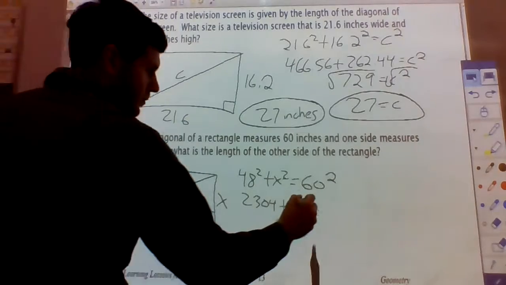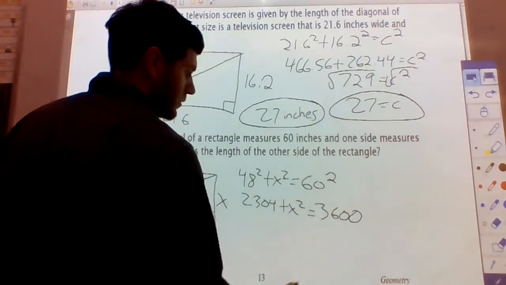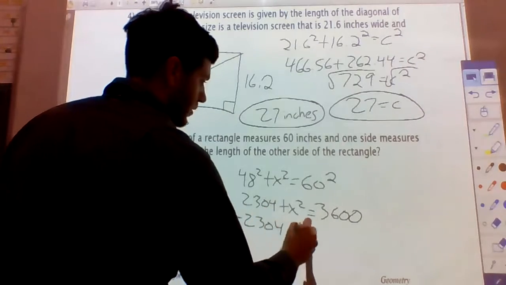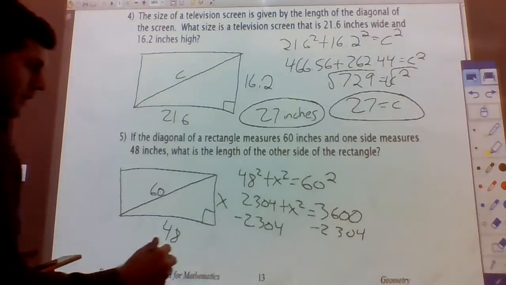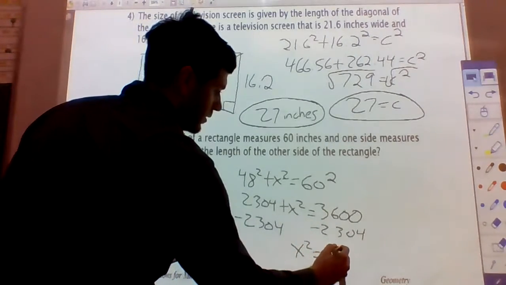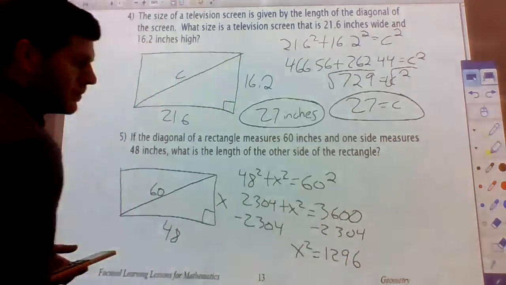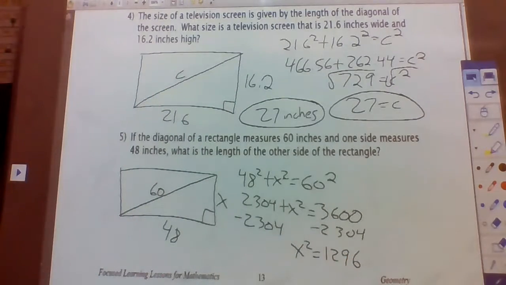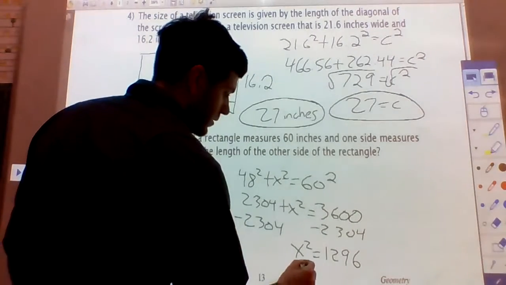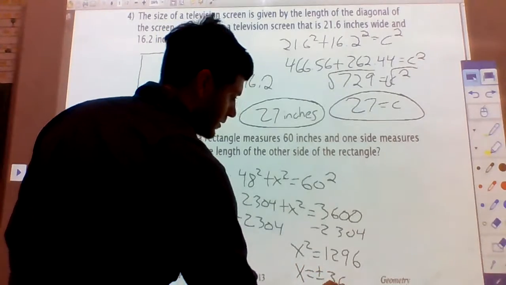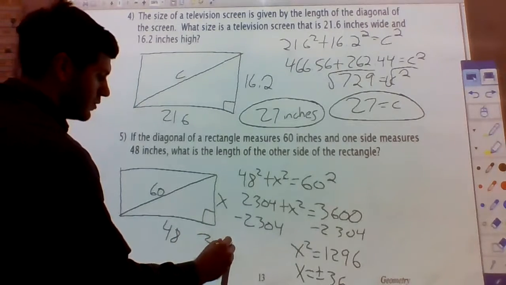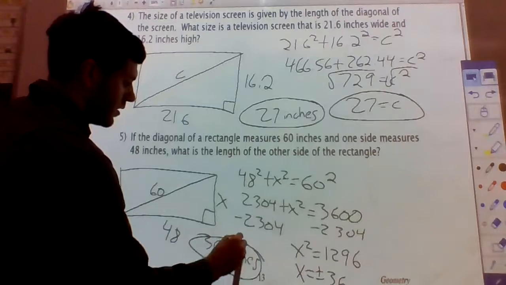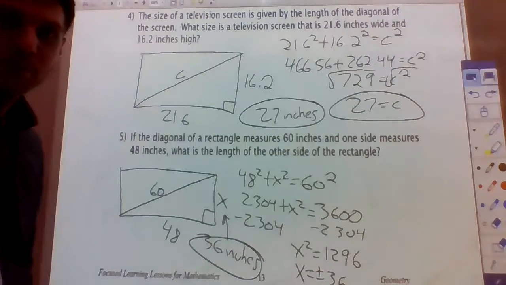I was doing the calculator though just to make sure. Okay, subtract 2,304. And we get x squared equals 1296, which is going to be something. That's going to be an even number. 36. So again, plus or minus 36, but we can't have a negative side length, so it's going to be x equals 36 inches. Right, 36 inches. Okay.